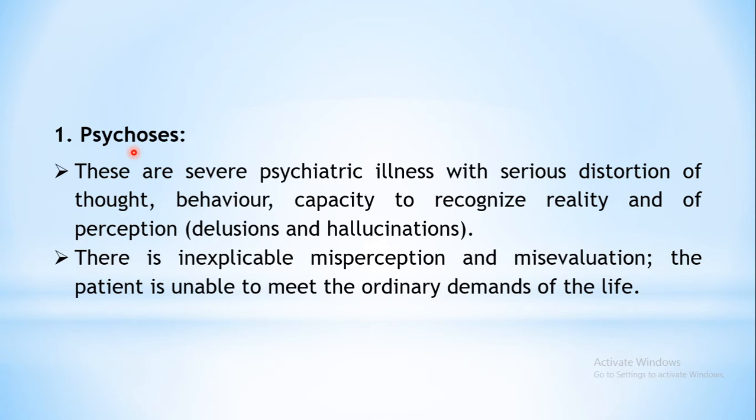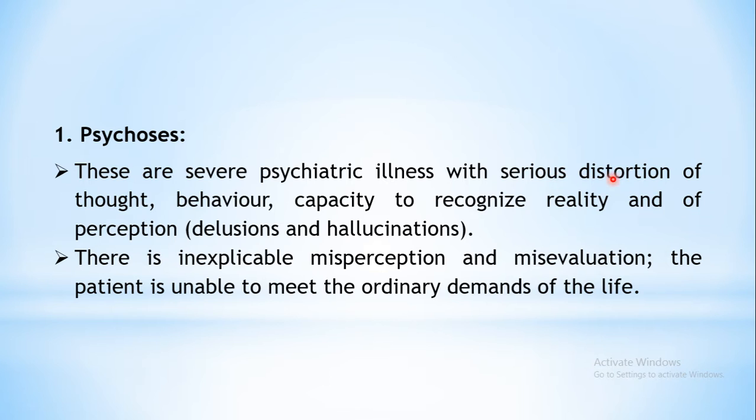Coming to the first one, that is psychosis. Now what do you mean by this condition, psychosis? These are severe psychiatric illnesses with serious distortion of thought. So these are the things which are getting affected over here: thought, the thinking of the person is affected; behavior, there may be behavioral changes; then the capacity to recognize reality and of perception. So there is a problem.